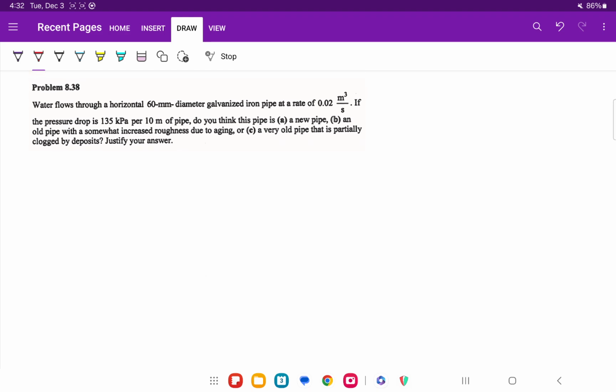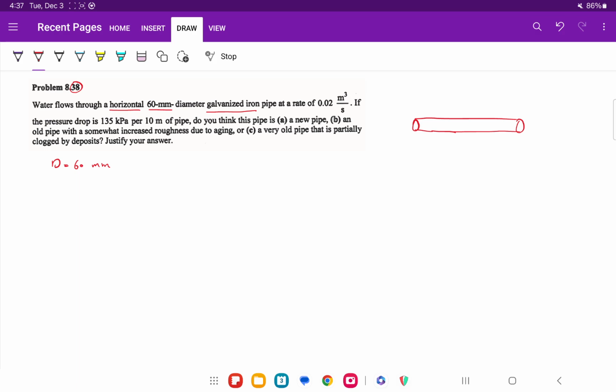number 38. Problem number 38. Water flows through a horizontal pipe. The diameter is 60 millimeters, so the pipe is horizontal and the diameter is 60 millimeters. Galvanized iron. You know why it's important? Because you need to know the roughness from the table in the book. I think I mentioned the table in the previous video in tutorial 12.